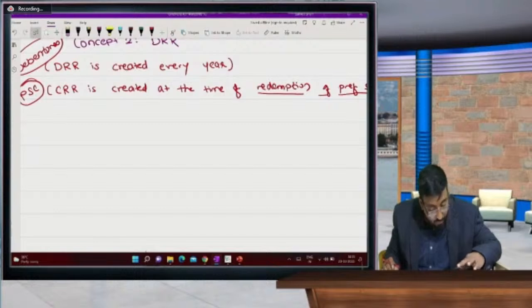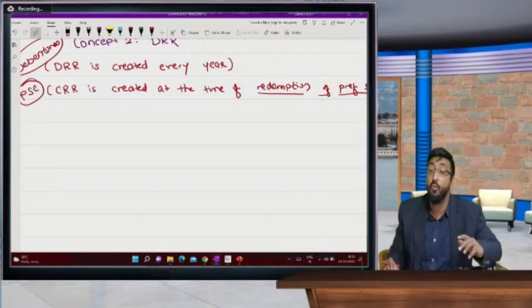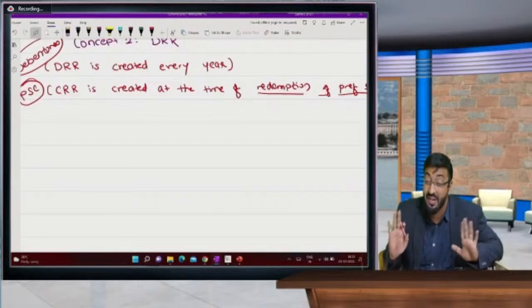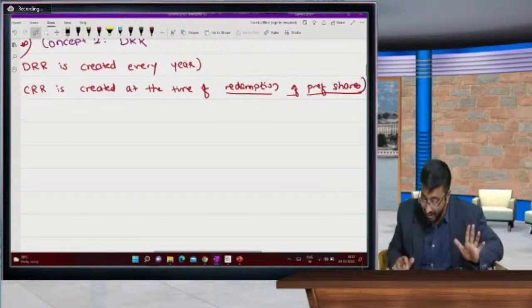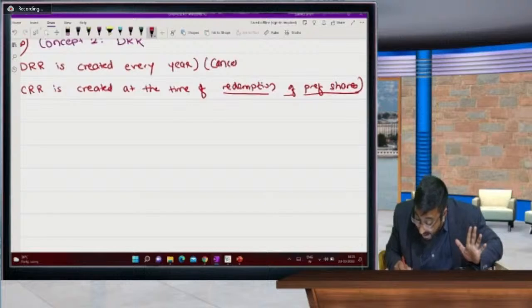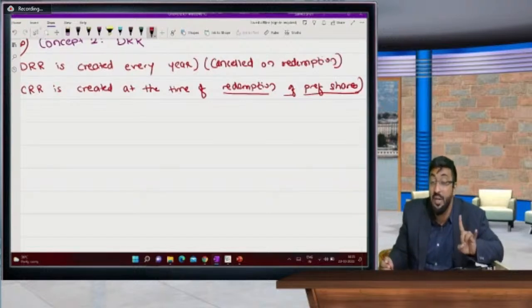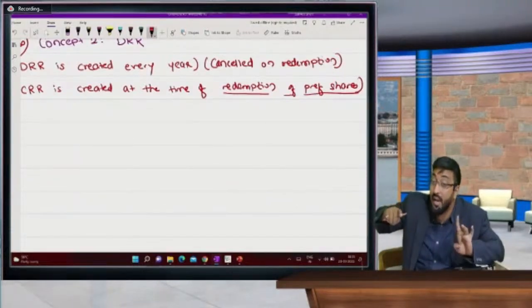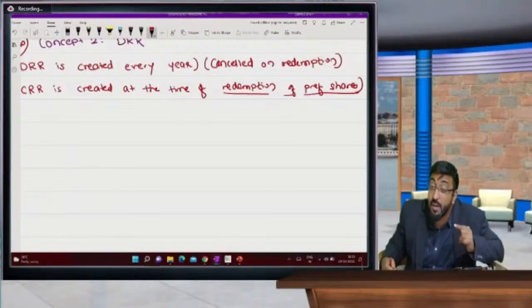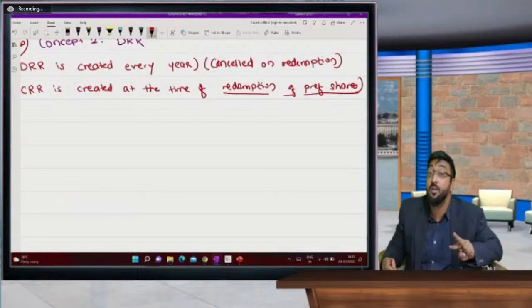Beta, no, I'm not asking you, Jalgam Rahul. Beta, it is not when you utilize DRR. DRR is not for bonus shares, beta. See, DRR and CRR, there is a difference. It is created every year and remember, it is cancelled on redemption. Now, this is the basic difference between DRR and CRR. When DRR is cancelled, at that time, if you are issuing redeemable preference shares, CRR is created, sir.